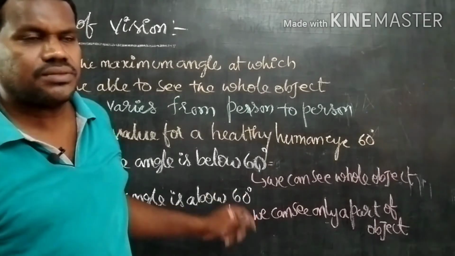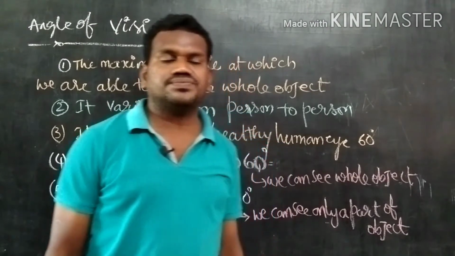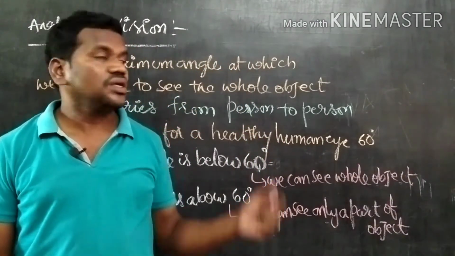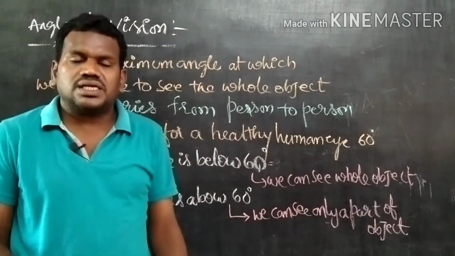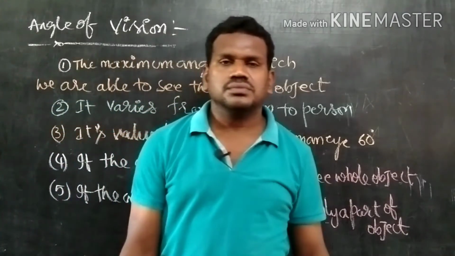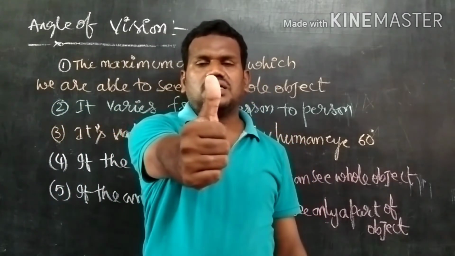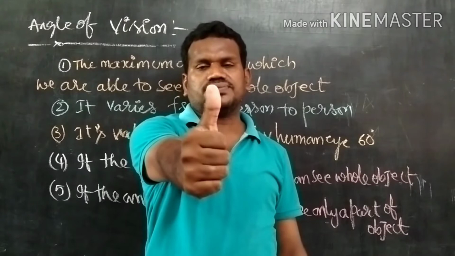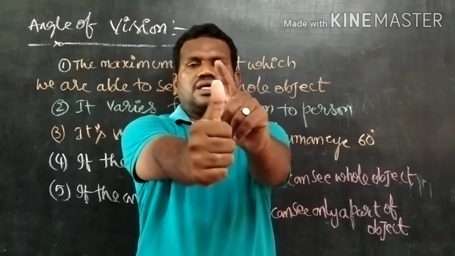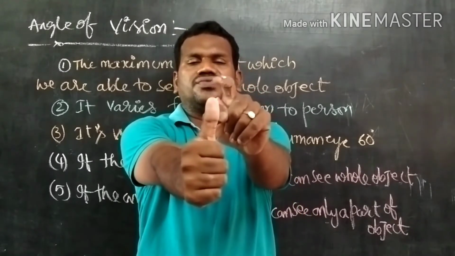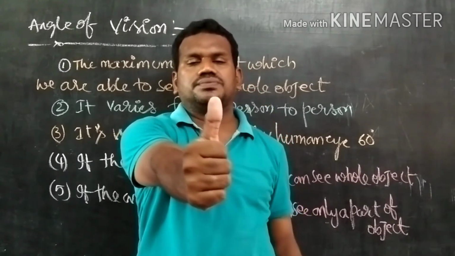Now let us see angle of vision. To learn this topic, let us do a small activity. Stand like this and place the thumb like this. Now my eye is able to see the end of the thumb. Right? Why? Because the eye and thumb are in the same line.